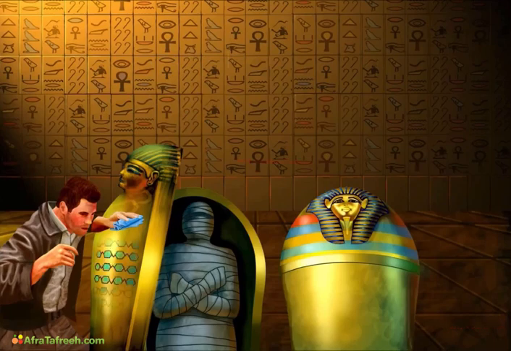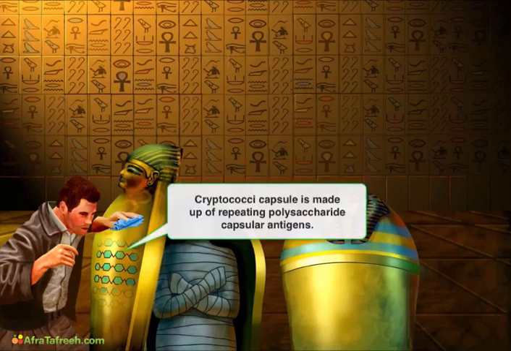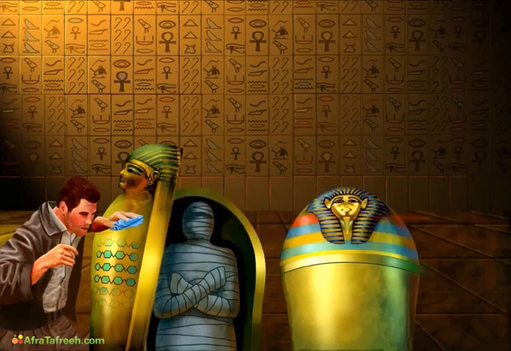Also on the sarcophagi, notice this repeating pattern of circles. This is to remind you that the capsule of cryptococcus has a repeating polysaccharide capsular antigen. This is an important concept you need to remember for crypto because one, this capsule is the main virulence factor, making the fungus anti-phagocytic, and two, it's the basis for one of the diagnostic tests, which we'll discuss shortly.